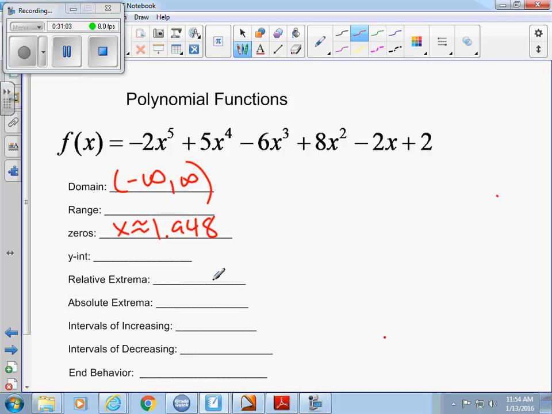Okay, y-intercept. What's the y-intercept? Perfect. How do you know? Put 0 in for x, it's going to be the constant. Relative extrema. What is that? Anyone know? It's maxes and mins. Do we know how to find maxes and mins in the calculator? Yes, definitely calculator. Okay, so you type the equation in y1.